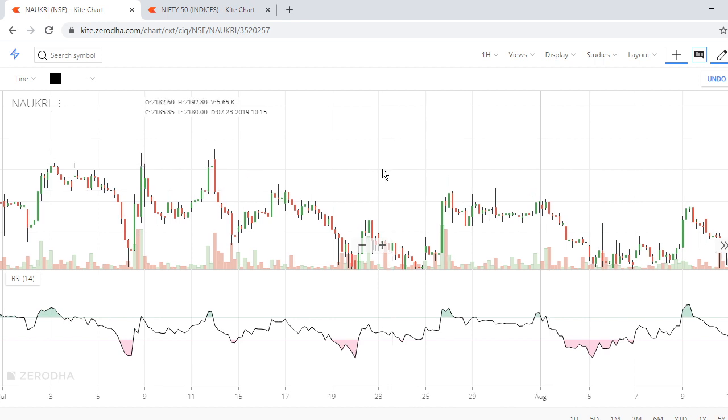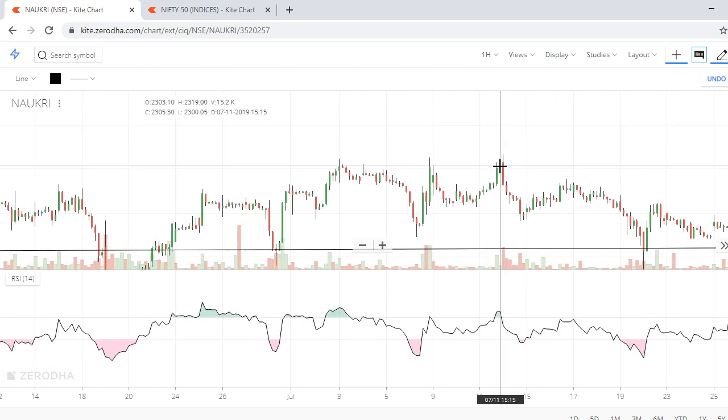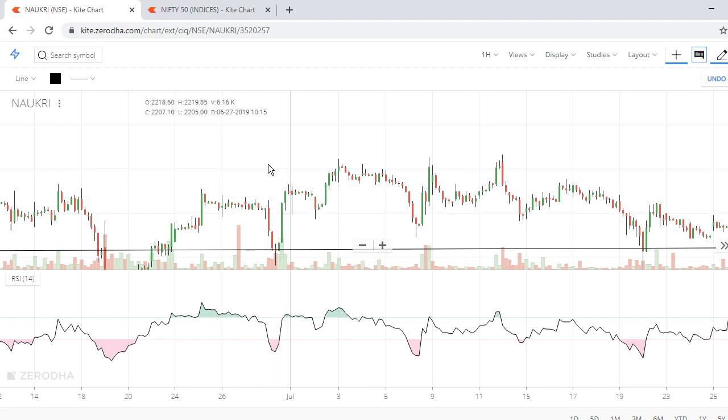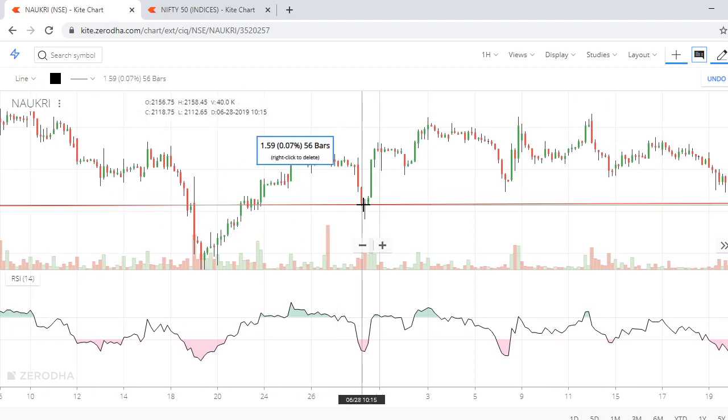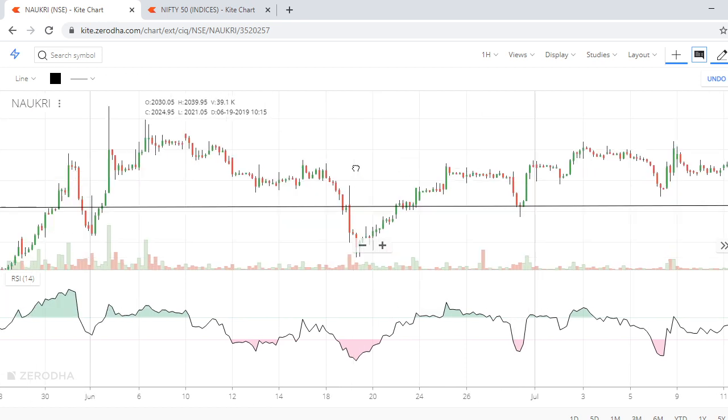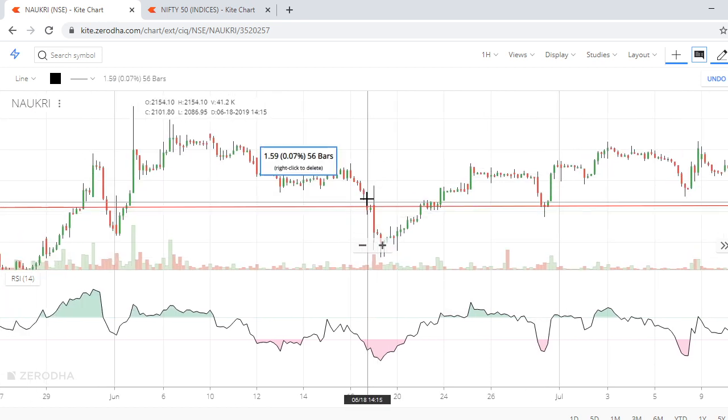Any more? Let's suppose at this point of time, here we should not short, as it is at support. So yes, look at this here again, it has broken support, broken with a good volume.